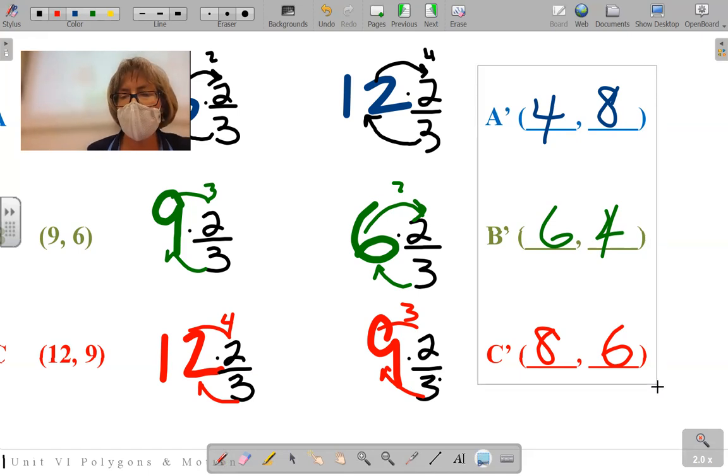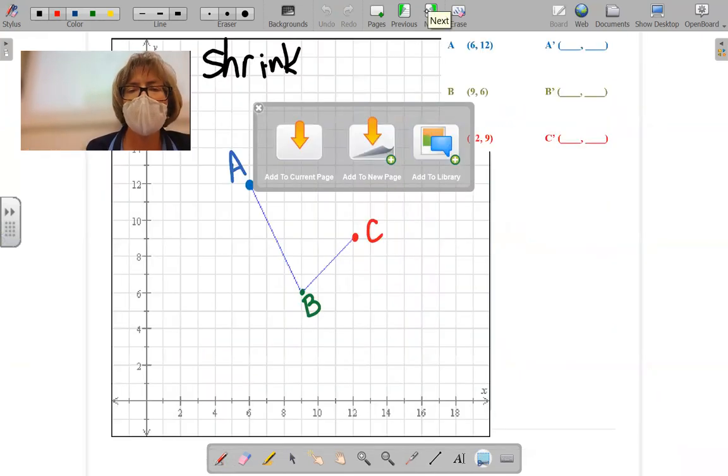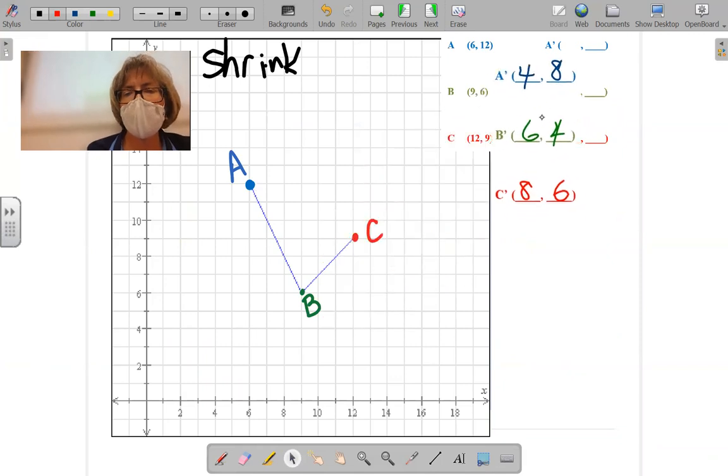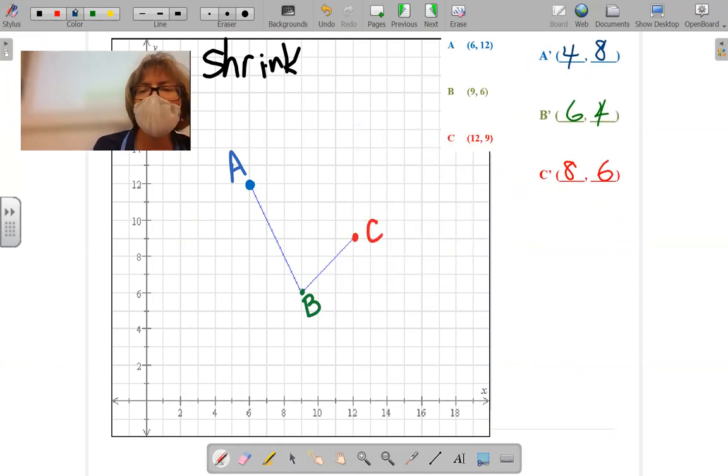Let's see, what am I doing? I am cutting this here, going over here. Current page. Start graphing. And we're going to call that A prime. That means A after the motion.